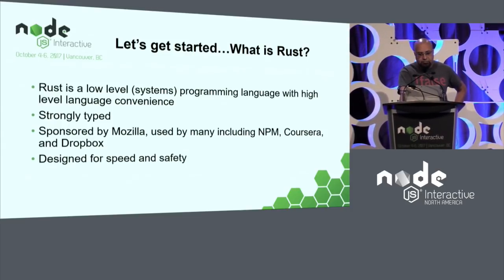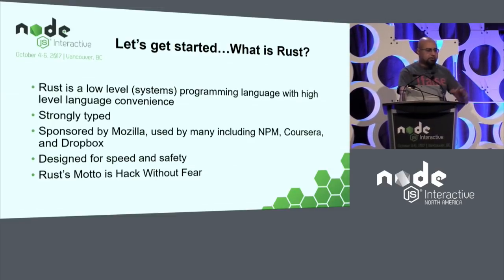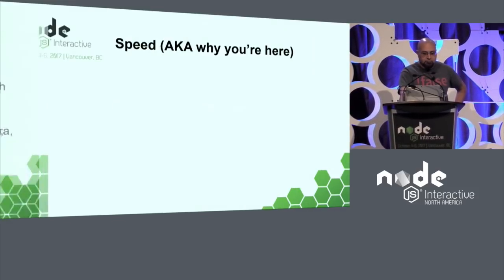It's designed for speed and safety. Speed is great. Safety is even more amazing. Rust's actual motto is hack without fear. So hacking without fear basically means that I can do all kinds of crazy things and the compiler will stop me before I do something that's going to cause me all kinds of problems, or try to anyway.